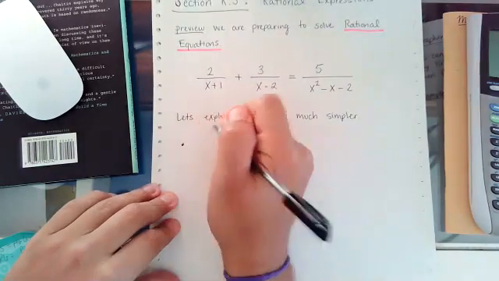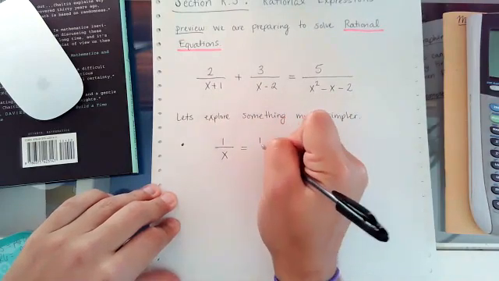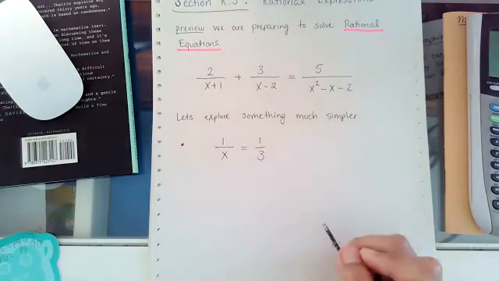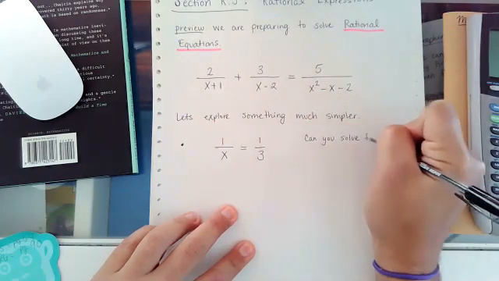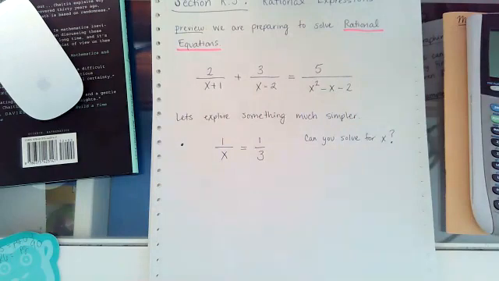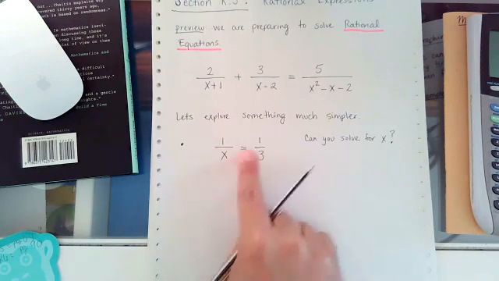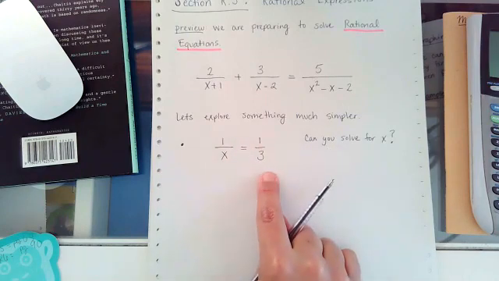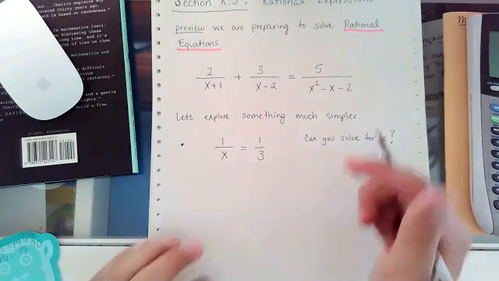Let's do this. This example is going to be 1 over x is equal to 1 over 3. Can you solve for x? Just by thinking about this problem. This quantity over here is a fraction. We don't know its denominator. And it's equal to this fraction. And we do know the denominator of this fraction. So what should x be? Can anybody? 3. Yeah. Yeah, that's pretty simple.